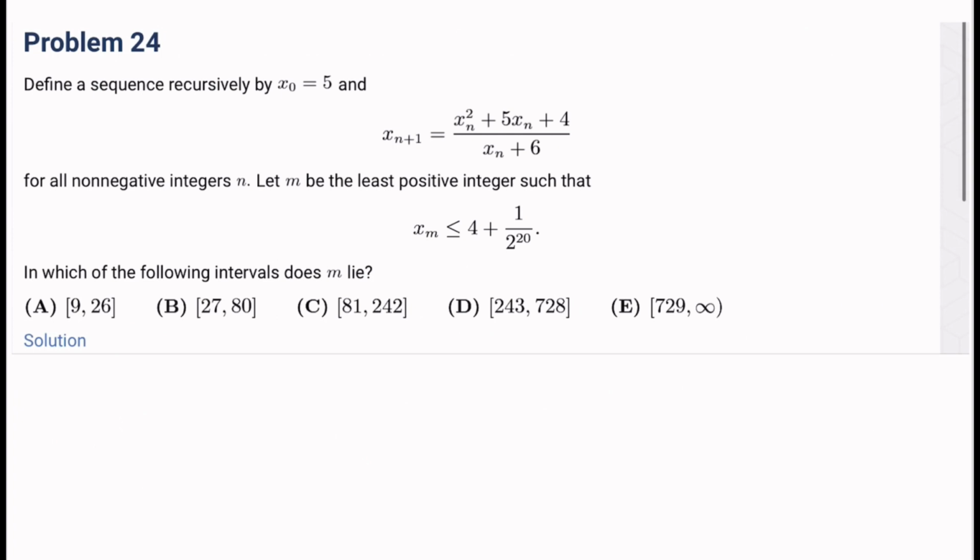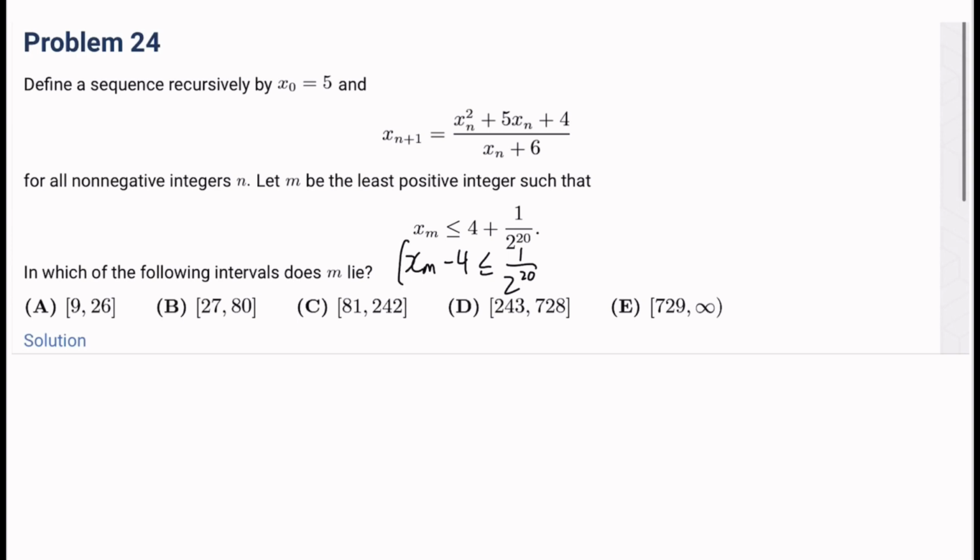Number 24, define a sequence recursively by x0 equals 5, and this is true for all non-negative integers n. Let m be the least positive integer such that this proves true. In which of the following intervals does m lie? And we have these intervals, and we can see that the interval sizes are very large, right? So first, we can look at this one, but then this is 1 over 2 to the 20th power. That's a very nice number, but then this 4 is ruining it all, right? So if we move 4 to the left side, then it will be xm minus 4 is less than or equal to 1 over 2 to the 20th power.